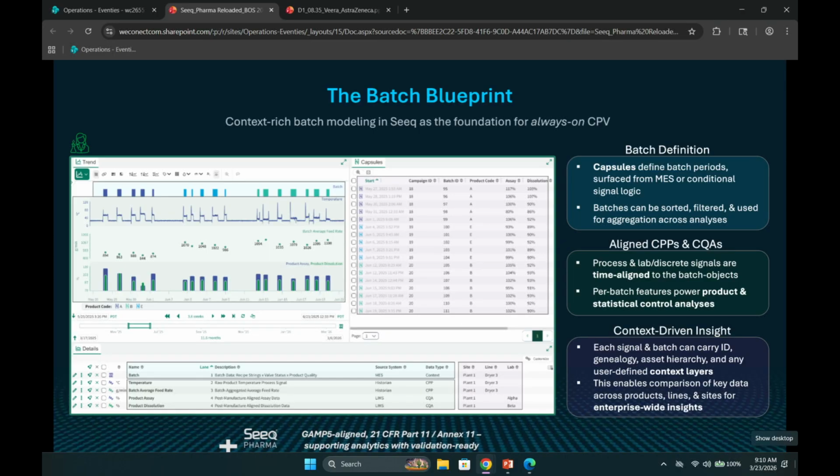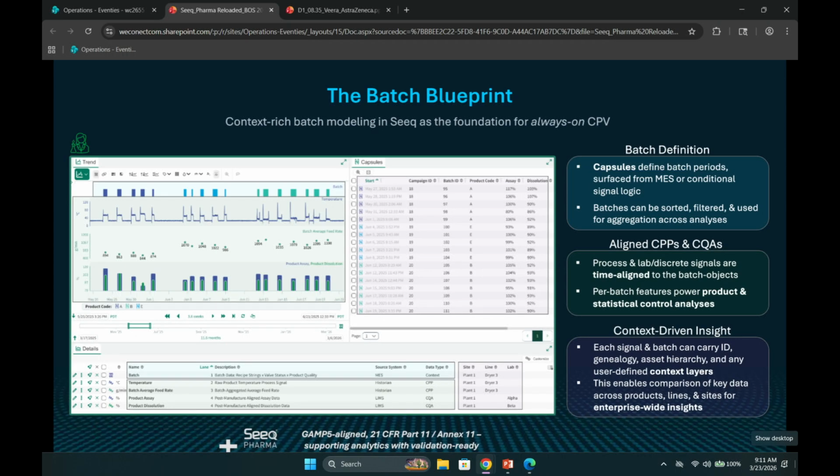These we call capsules, essentially defined periods of time that hold some level of context. In this case, like you can see on the right-hand side, we have a campaign ID, batch ID, product code. This can also contain lot numbers, asset information, et cetera. And everything you see there on the right-hand side, all of those objects are exactly what you see on the trend view aligned, those objects.